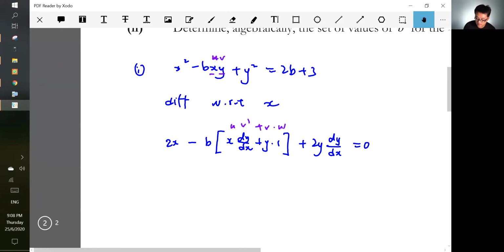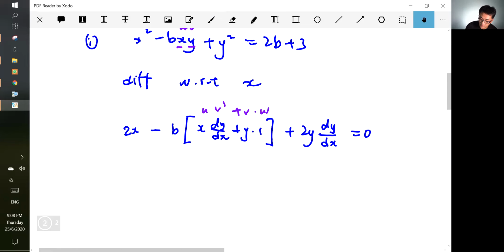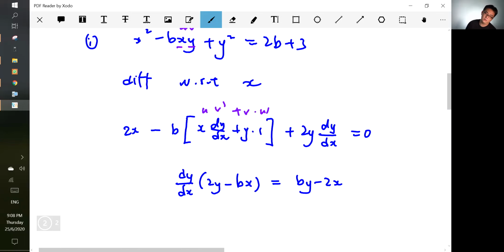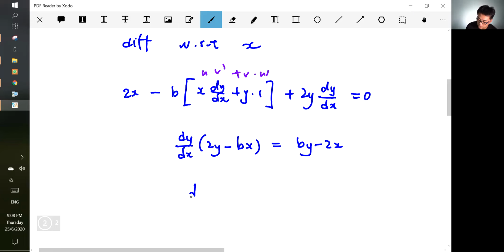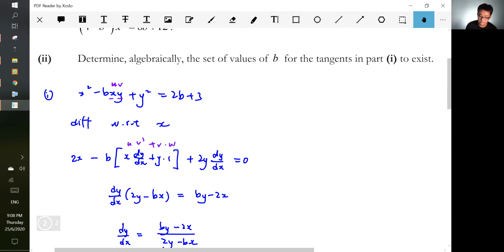So this is all right. Make dy dx the subject. So dy dx would have 2y minus bx equals to by minus 2x. Okay. So this part here, we're going to have dy dx equals to (by minus 2x) over (2y minus bx). All right. This is it.